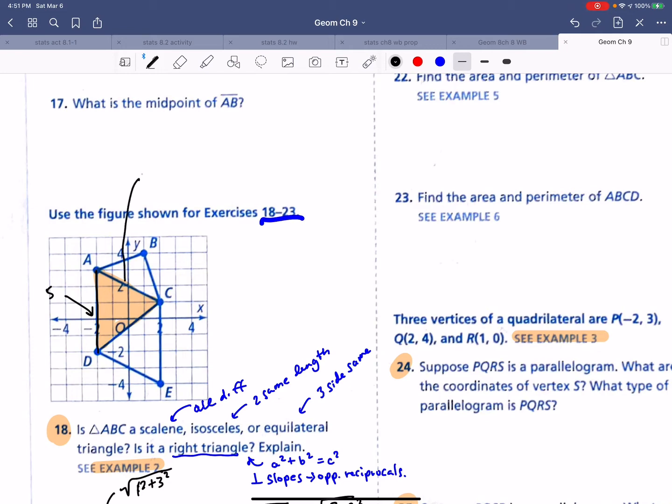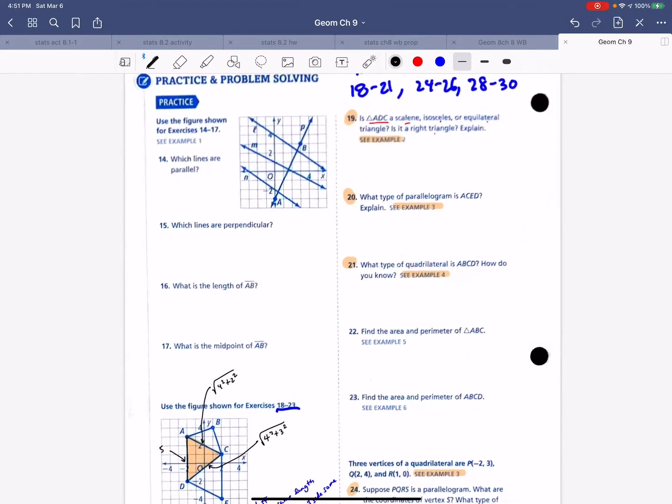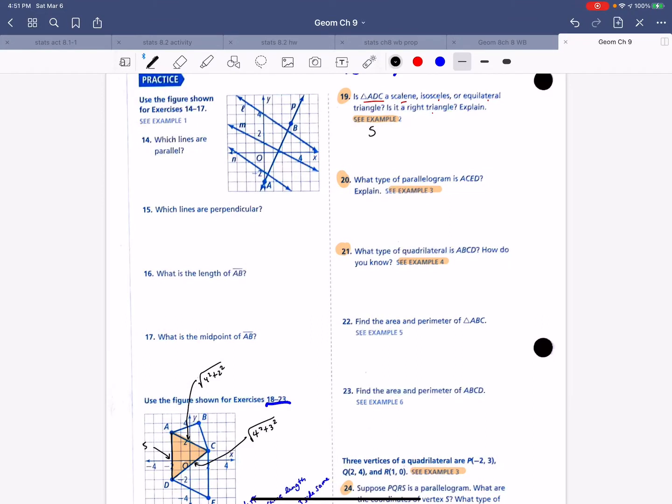This length looks like I went 4 and 2. So that would be 4 squared plus 2 squared, and take the square root. This side, I went 4 and 3, so that's different. 4 squared and 3 squared. So analyzing each of these side lengths, I have one side is 5, one side is the square root of 4 squared plus 2 squared, and another is the square root of 4 squared plus 3 squared. So those are all actually looking different.